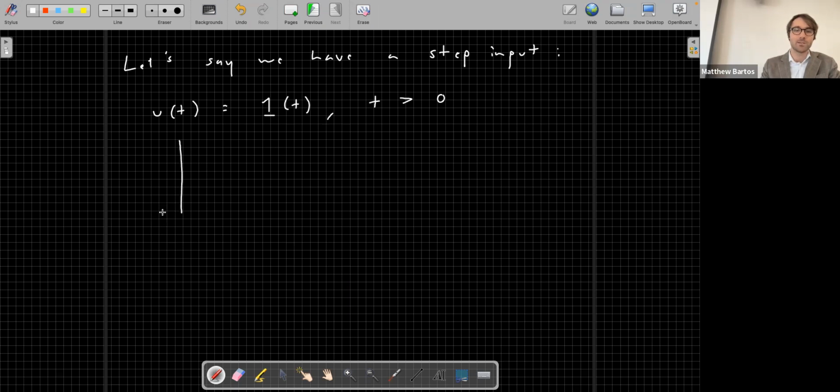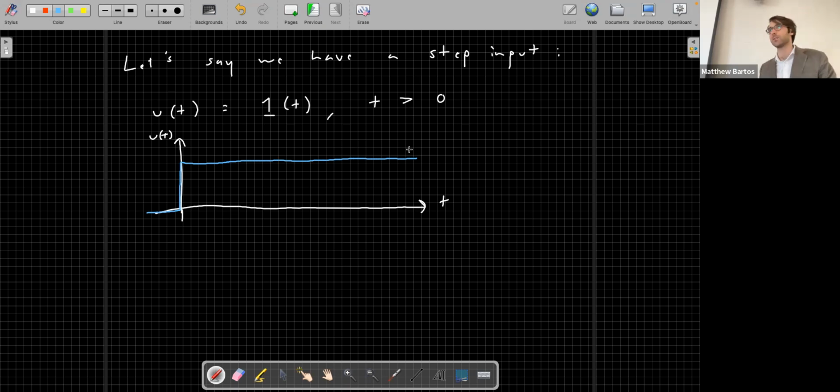And so what this corresponds to is, if you have the number line here, u(t) is 0 up until time equal to 0, and then it becomes 1, constant of 1. So for the RC circuit, this is equivalent to hooking it up to a battery with a constant voltage input of 1. Okay, so this is 1 here. Okay, so let's say we have a step input.